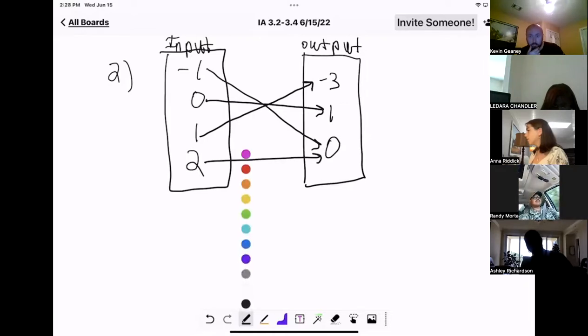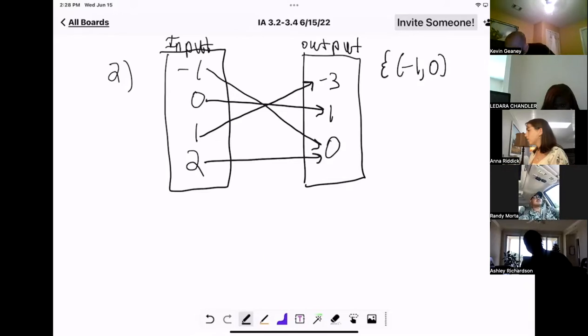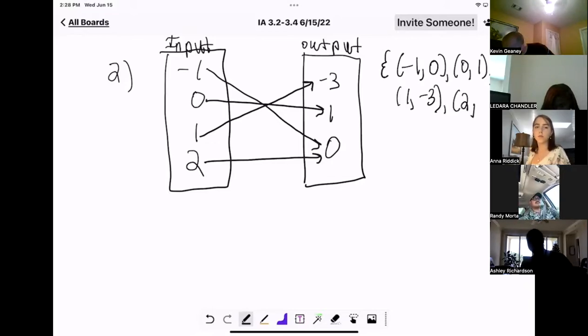So if I want to write this down as a set of ordered pairs, -1, the line goes to 0, so that's the Y. So -1 is my X and 0 is my Y. My 0 in my input goes to 1, that's 0, 1. My 1 goes to -3, that's my ordered pair. And lastly, my ordered pair is 2 goes to 0. So it's another way to write ordered pairs in a very different manner.